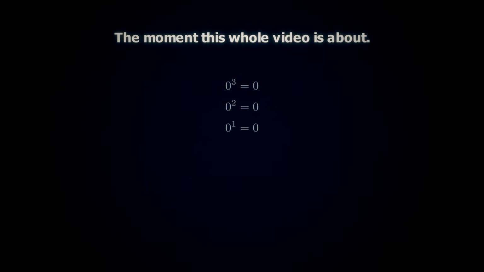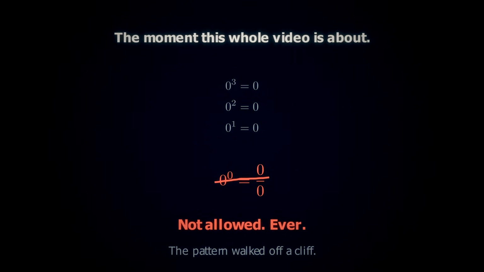The dividing pattern. 0 to the third is 0. 0 to the second is 0. 0 to the first is 0. Follow the pattern down one more step, and 0 to the 0 should be 0 divided by 0. Stop right there. 0 divided by 0 is not a number. Division by 0 is not allowed, ever, in any part of mathematics. The pattern that worked perfectly for 2 and for 10 just walked straight off a cliff.